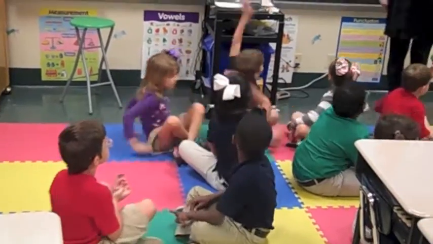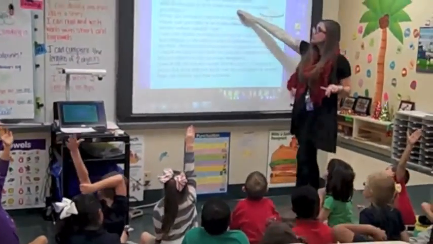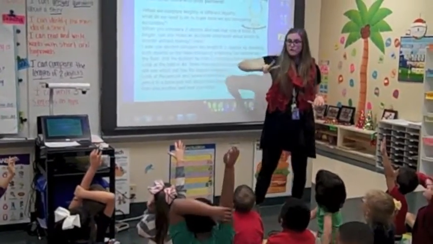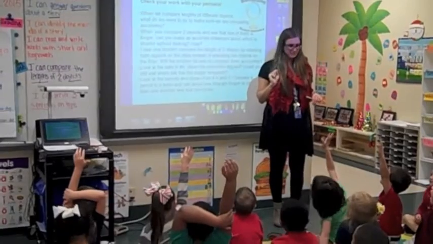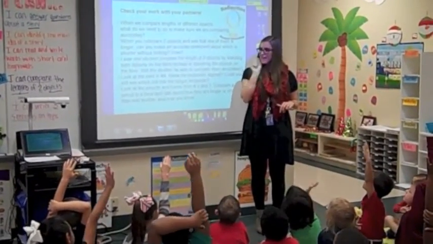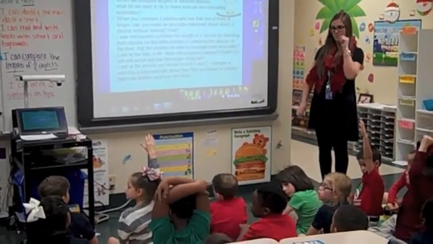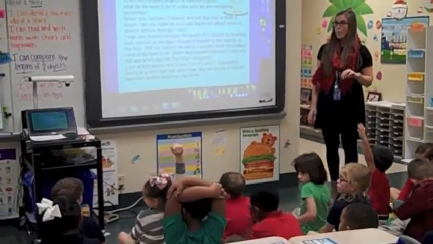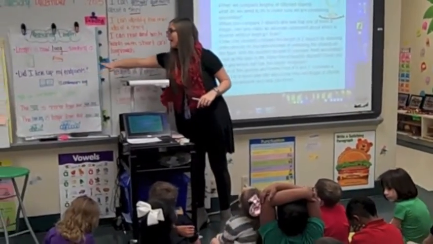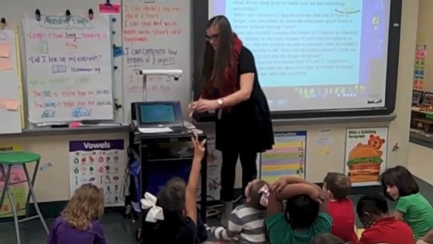All right, class. So what is important? What do you have to make sure we do when we compare our lengths of two objects? Who haven't I heard from? Dane. You have to line them up to see if it's shorter or longer. And what does our criteria say? Did I line up my endpoints? Because remember, for my introduction, I did this.